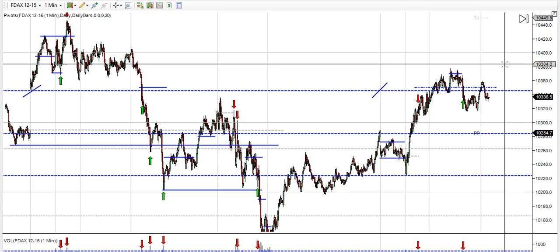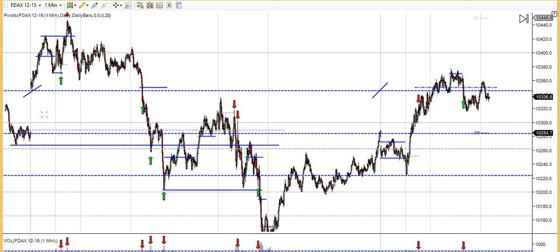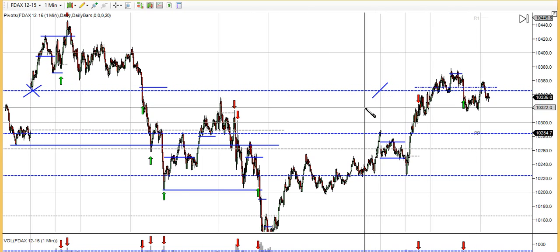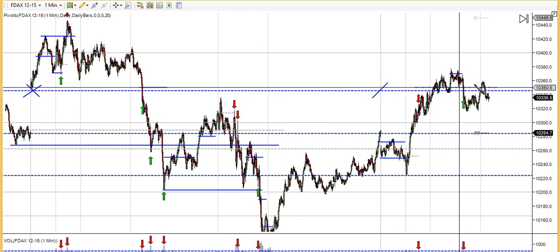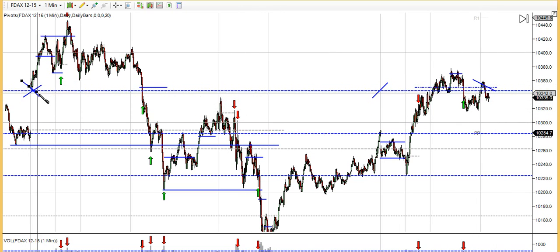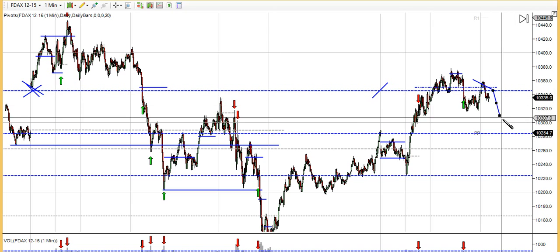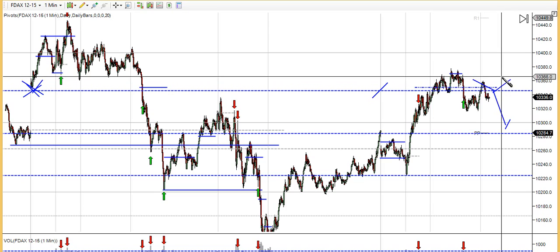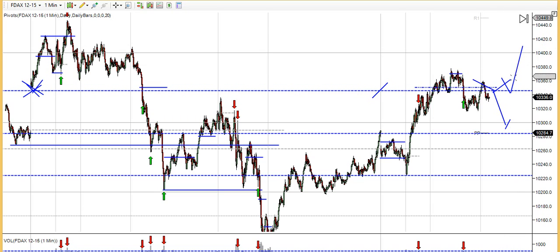So if you would like to put this into perspective, you can see here that at the moment we are chopping around this kind of gap high level from previous session. Now let's see if this will manage to hold resistance here and then goes for a 300 retest, or if it just go above and hold above and then go even higher.